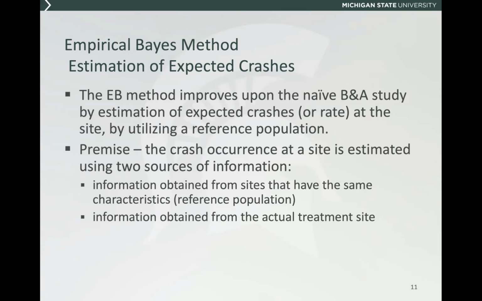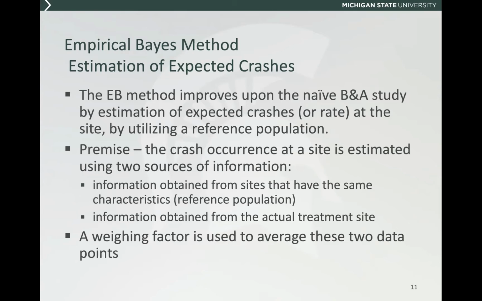So, for example, we compare two-lane rural highways with other two-lane rural highways. We compare signalized intersections with other signalized intersections. And so we have that information in the crash history from similar control groups. And then we would have similar information for the site where that treatment is actually applied.